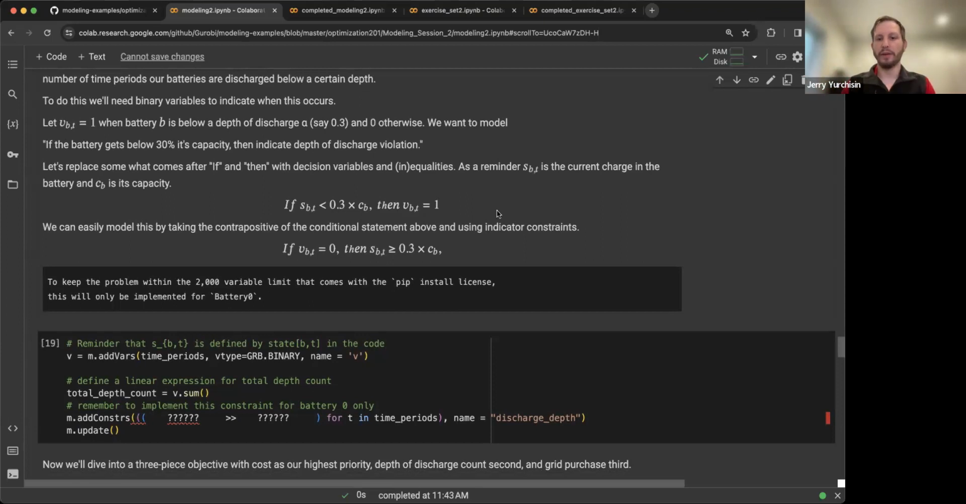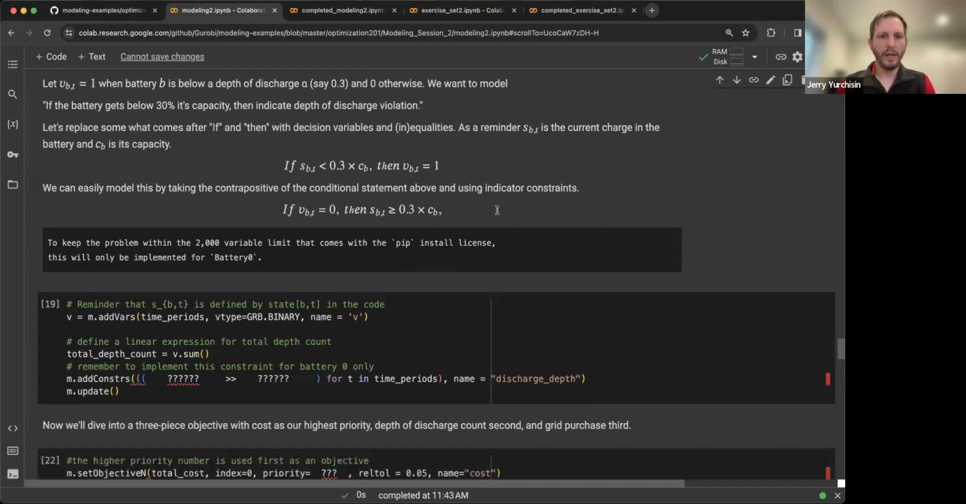Writing that as an if-then in words using our notation, as a reminder about our variables, the decision variable S_BT is the state of battery B at time t, essentially how much of my battery is filled up. So we want to say if the state is less than 0.3 times its capacity, so 30% of its capacity, then we want V to be 1. We can easily model this by taking the contrapositive of that conditional statement and using our good old-fashioned indicator constraints. If we take the contrapositive, we negate both sides and flip them around. So if V is 0, then our state must be greater than or equal to 30% of the capacity.